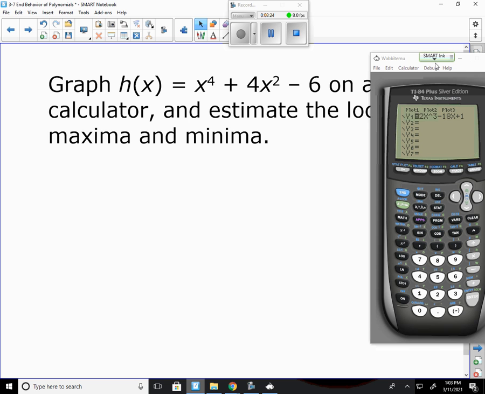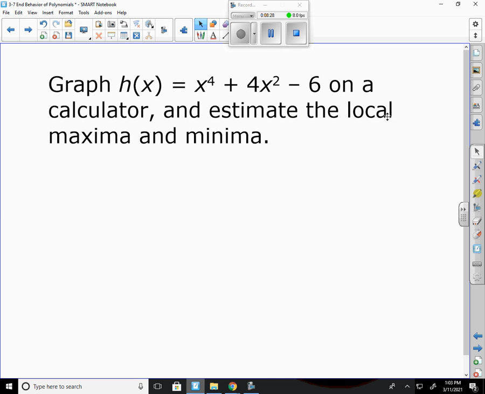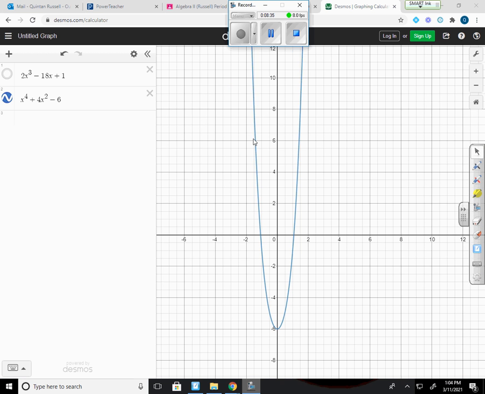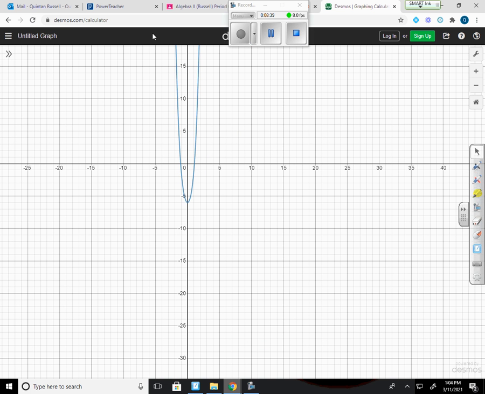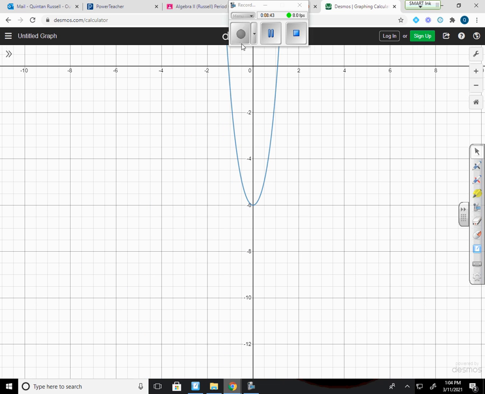All right, try this one. See if you can estimate the local max and min based on this equation. Whenever I enter this one in, you're going to notice that it goes up and up. My end behaviors, both of those going up.